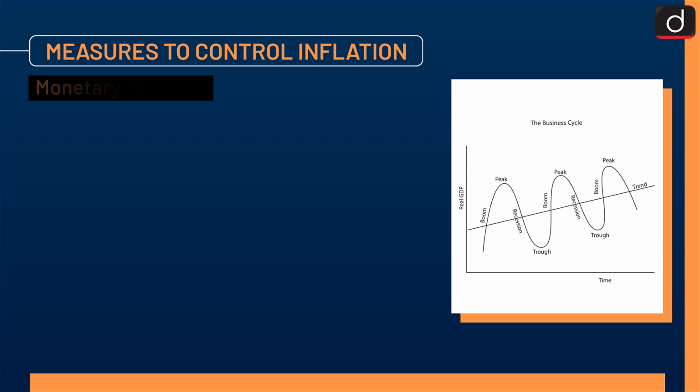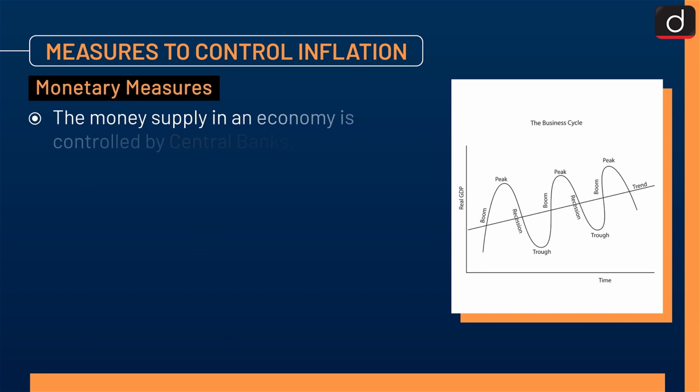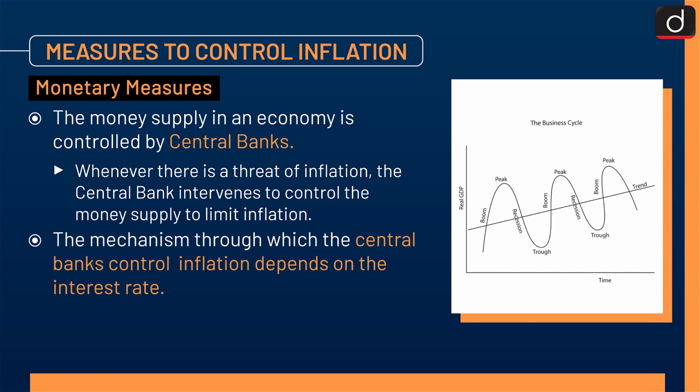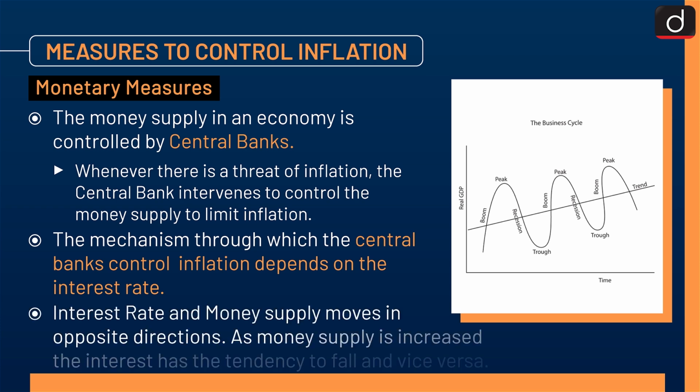Now lastly, let's discuss the measures to control inflation. First is monetary measures. The money supply in an economy is controlled by central banks. Wherever there is a threat of inflation, the central bank intervenes to control the money supply to limit inflation. The mechanism through which the central banks control inflation depends on the interest rate. Interest rate and money supply move in opposite directions. As money supply is increased, the interest rate has the tendency to fall and vice versa.